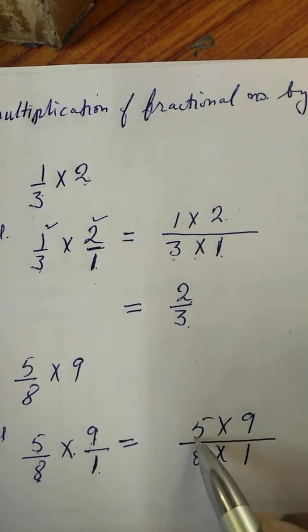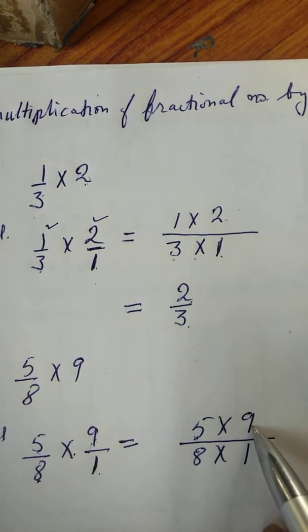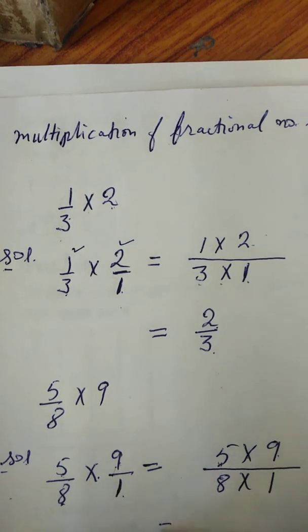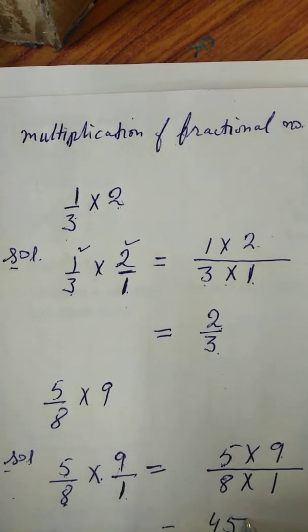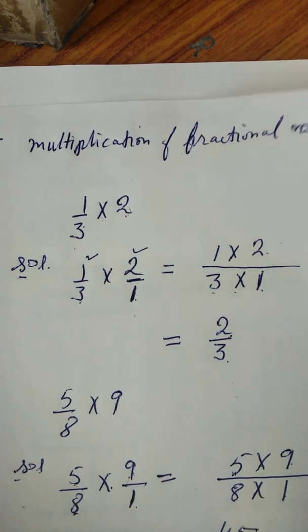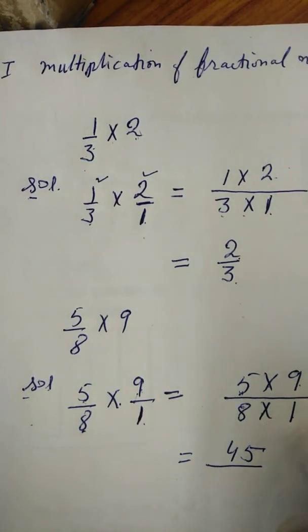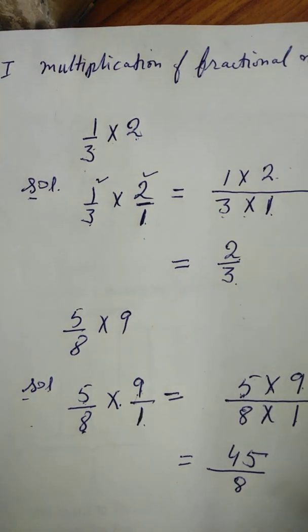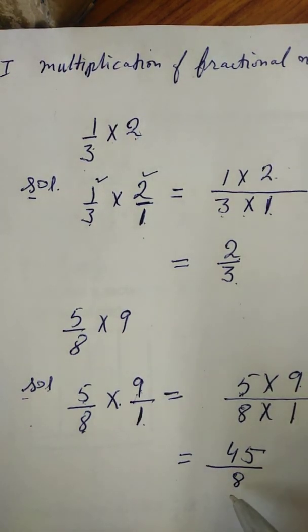Now in the numerator, what is there? 5 multiply 9. So what's the answer? 5 nines are 45. Now in the denominator, 8 multiply 1. So what is the answer in the denominator? 8 ones are 8. So the product is 45 upon 8.